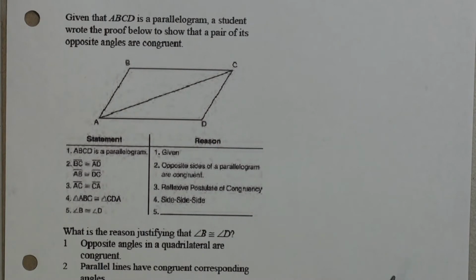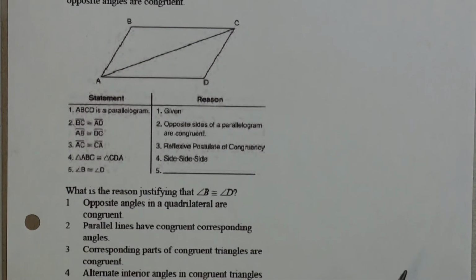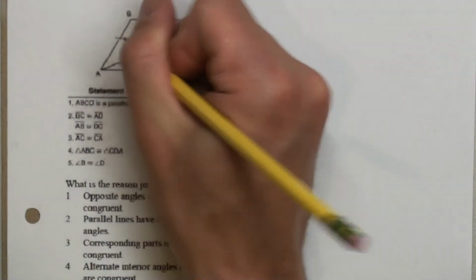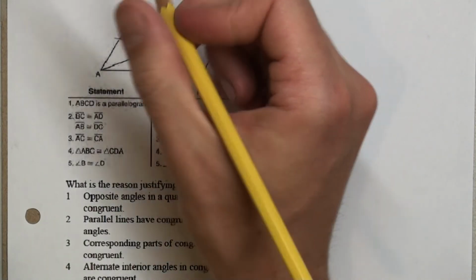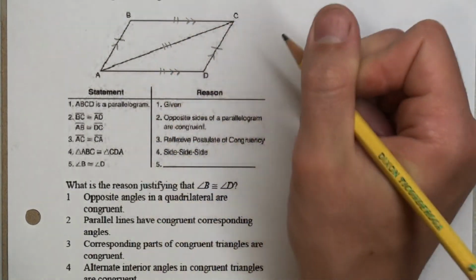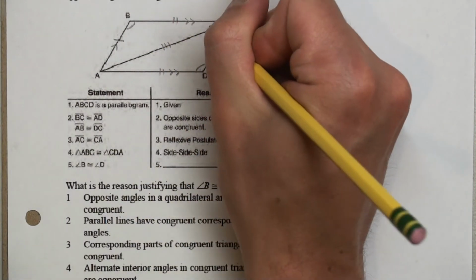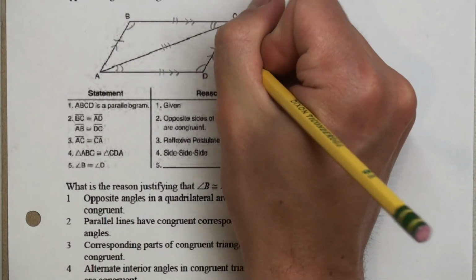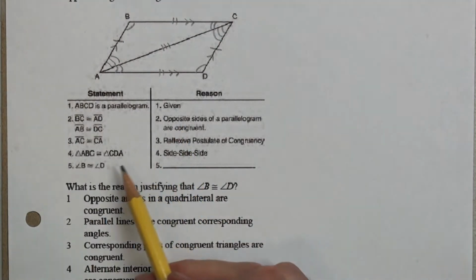It's a parallelogram. A student wrote the proof below to show that a pair of its opposite angles are congruent. So we know a lot of things about a parallelogram. We know this side is congruent to this side, and this side is congruent to this side, and this side is congruent to itself, and opposite sides are parallel. We know that this angle and this angle are congruent, and because of the alternate interior angles, these are congruent, and these are congruent. So let's see.